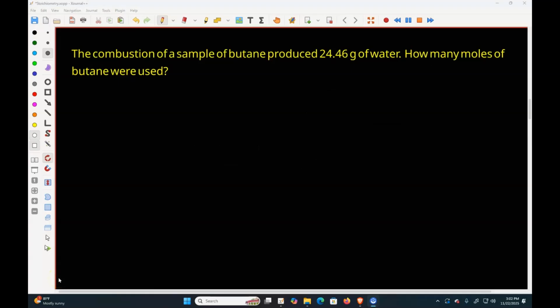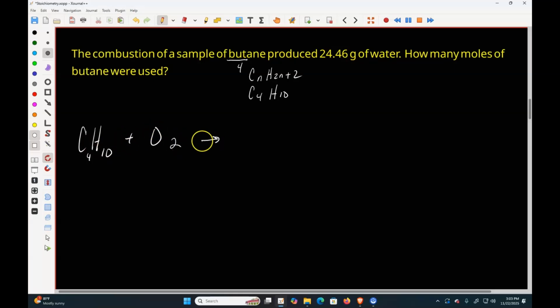In our next problem, the combustion of a sample of butane produces 24.46 grams of water. How many moles of butane were used? Okay, but here, but means 4, so it's going to be CnH2n+2. So that's C4, 2 times 4 is 8, plus 2 is 10. So that's butane. So we'll say C4H10 plus O2 yields CO2 plus H2O.